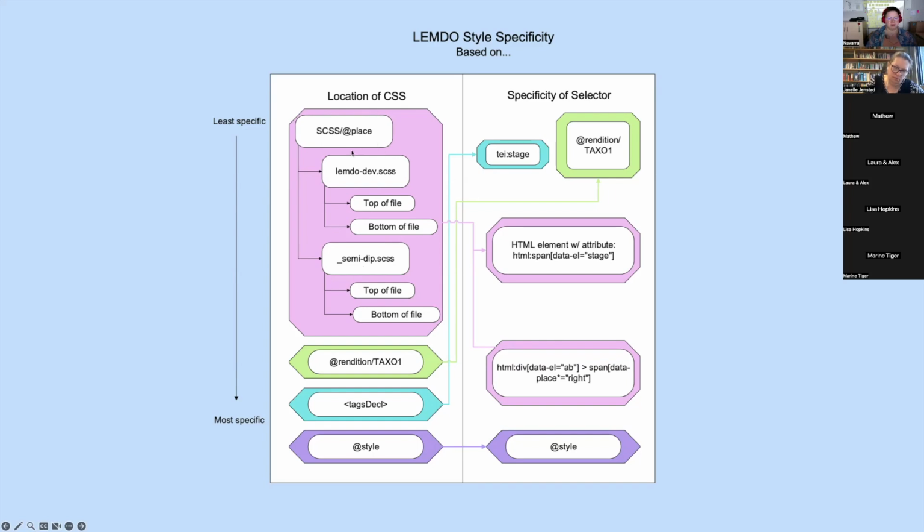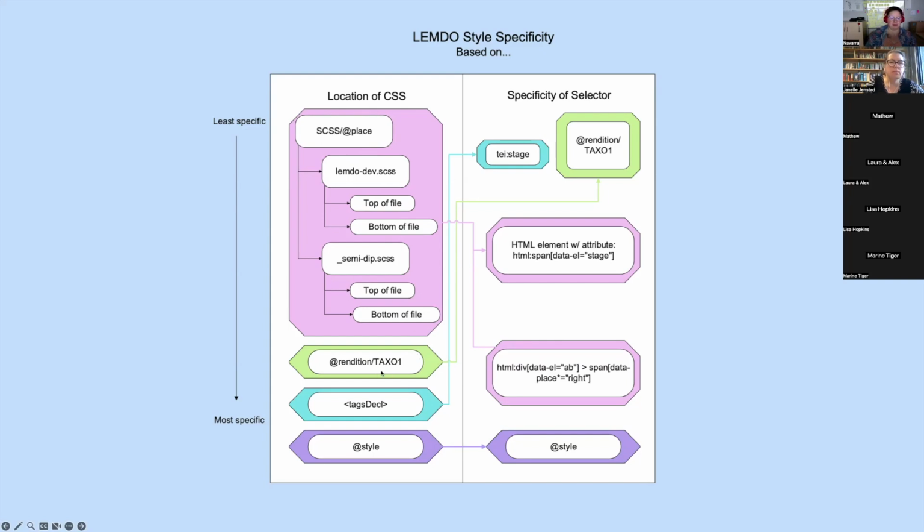And we have two SCSS files that apply. We have our LEMDO dev SCSS, and that's just the very basic LEMDO stuff. That's things like, what font do we use? What size is the font? It defines what color things are. And then we also have our semi-dip SCSS, and that's specific to semi-diplomatic transcriptions. And that's slightly more specific than just the LEMDO dev one.